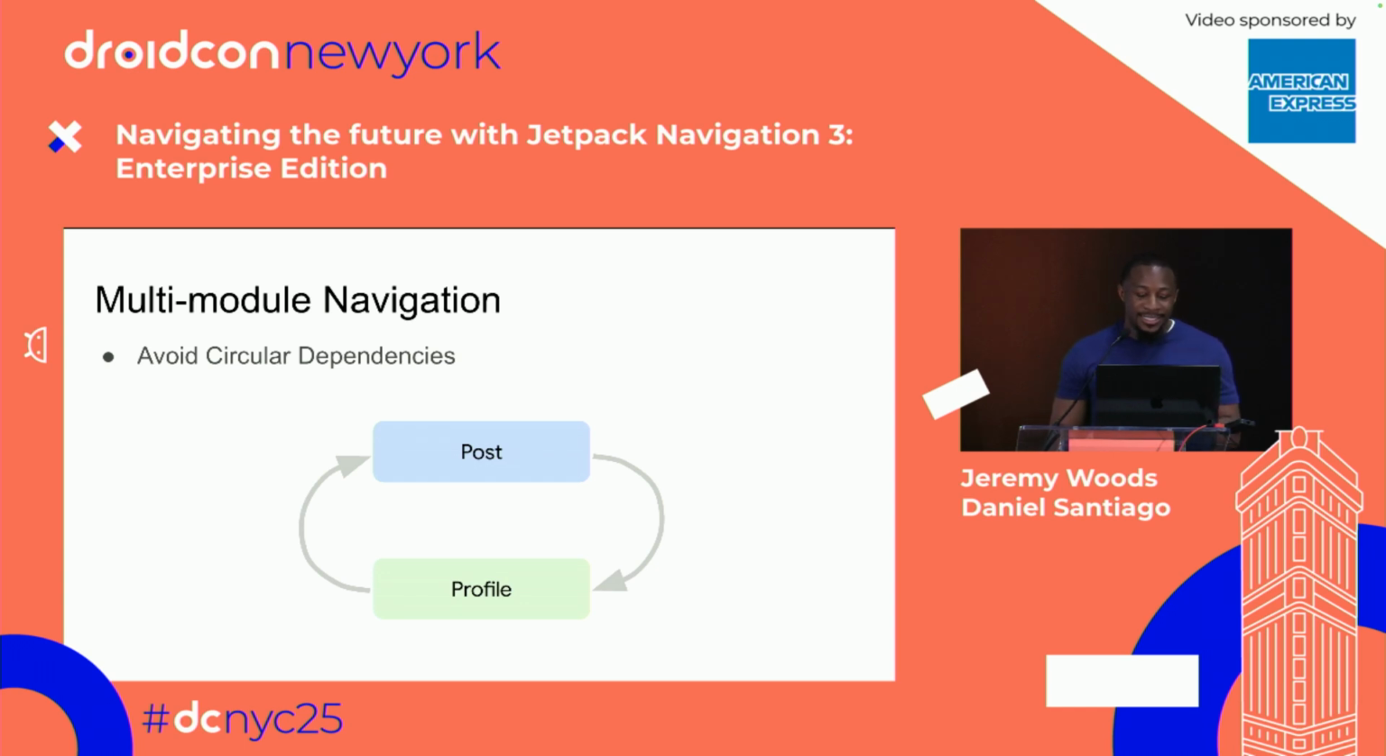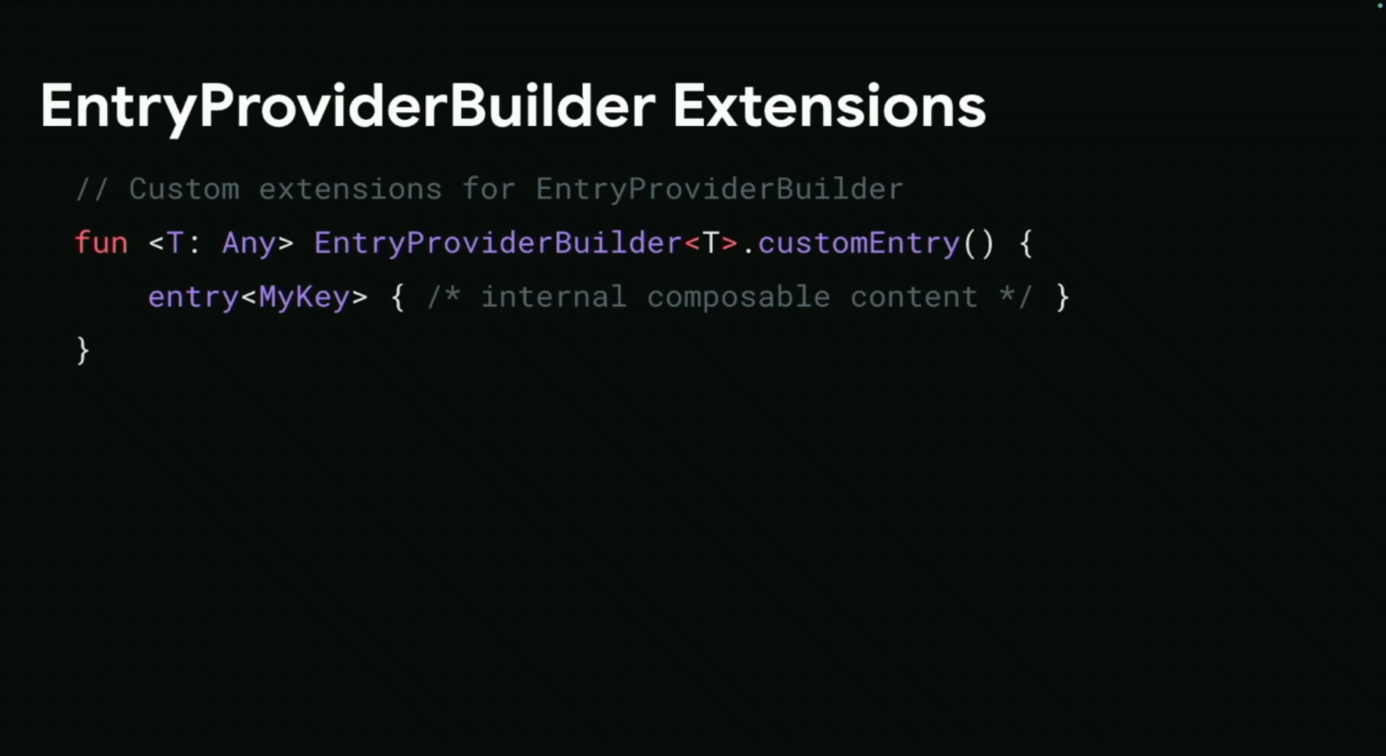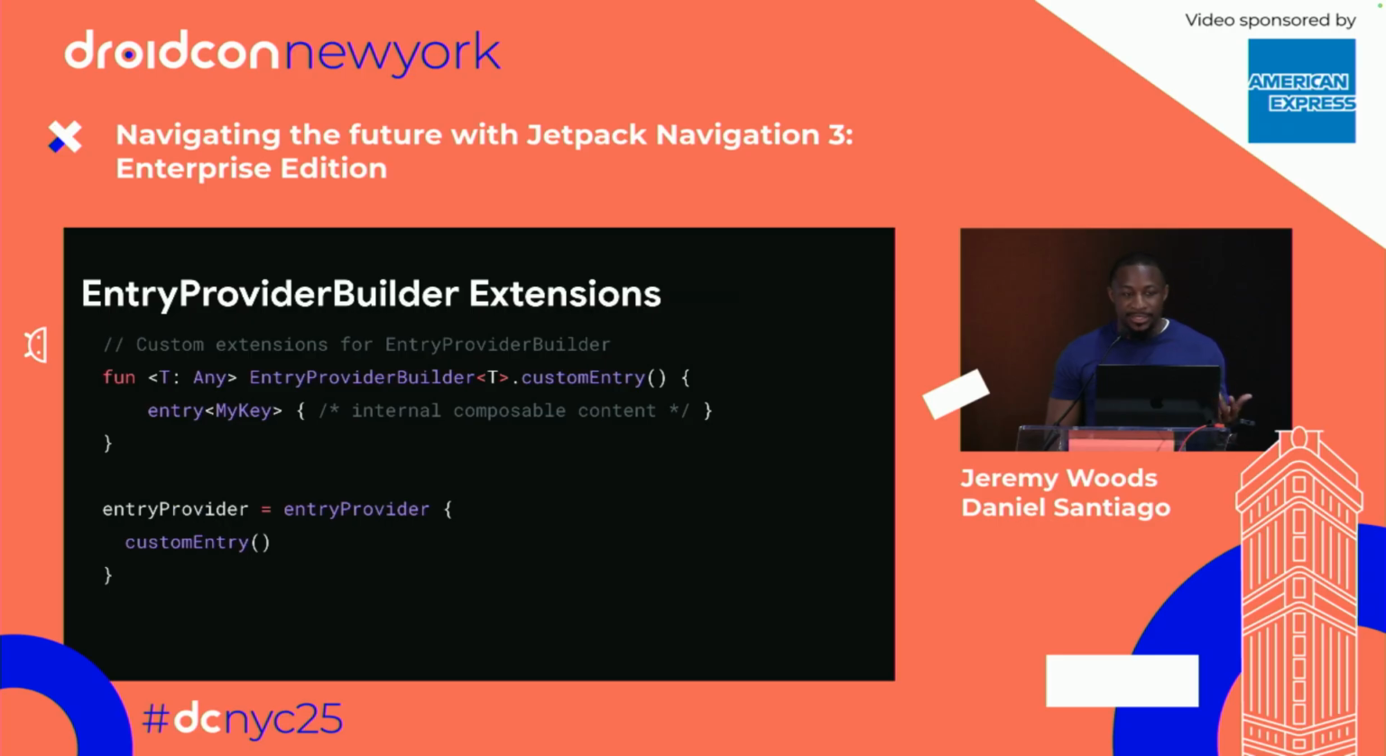So I won't get too far into this, but if your profile screen wants to navigate to post and your post wants to navigate to profile, having multiple modules can help you set this up in a way where you don't have to have a circular dependency between these two. But how does that help us in Navigation 3? By using the entry provider DSL and specifically the entry provider builder, we can write our own custom extension functions that allow us to add entries without exposing the internal content of a module, right? So for example, here we have a custom entry and we can add our entry call inside that custom entry, and then for our entry provider, we can just call it.